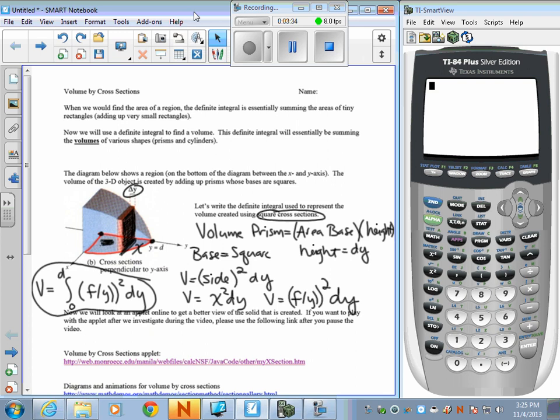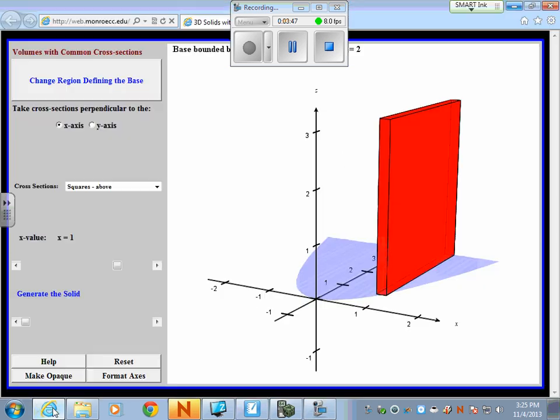So now I'm going to go ahead and look at an applet. I've put the links on your paper so that you can play with these later if you want to. I've already got mine pulled up, but if you want to copy and paste that into your web browser to take a look, I recommend it.